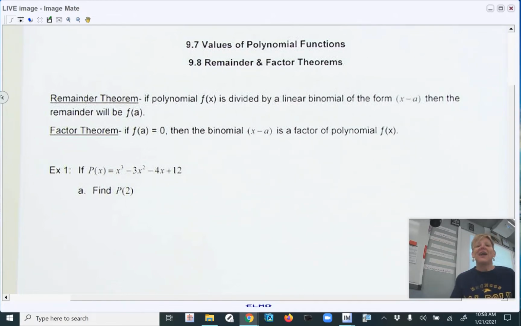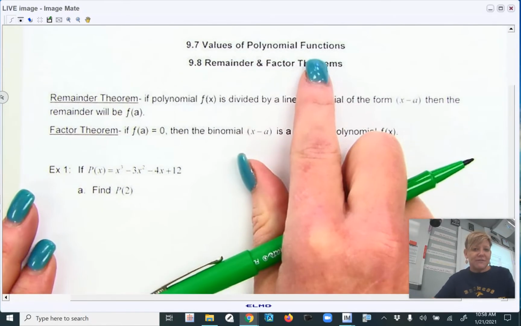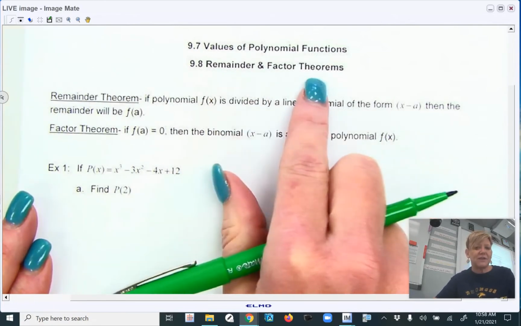It's Miss Mack, and today we are going to do sections 9.7 and 9.8. We're going to find values of polynomial functions and learn about the remainder and factor theorems.